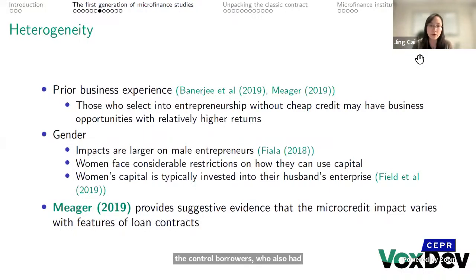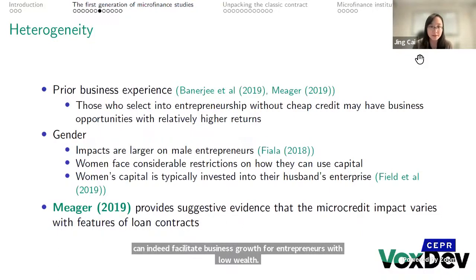And the treatment effects for other borrowers actually appear negative, which is driven not by negative impacts on borrowers, but by the fact that microcredit led to the opening of more marginal and low profit businesses. So this suggests an important type of heterogeneous impact of microcredit programs, which is that it can indeed facilitate business growth for entrepreneurs with low wealth, but with some business talent.